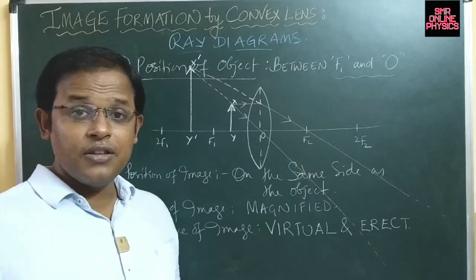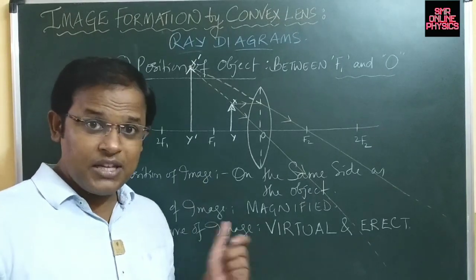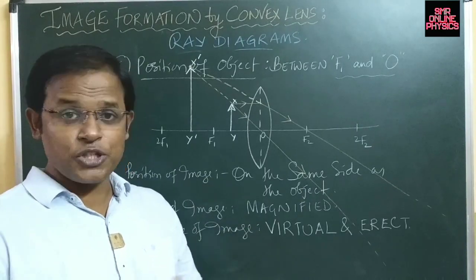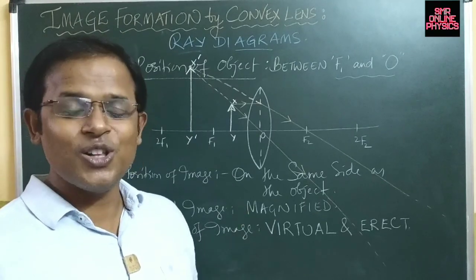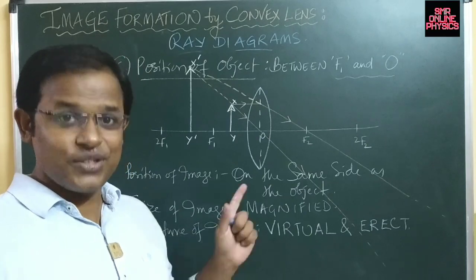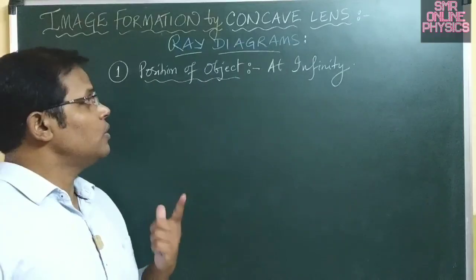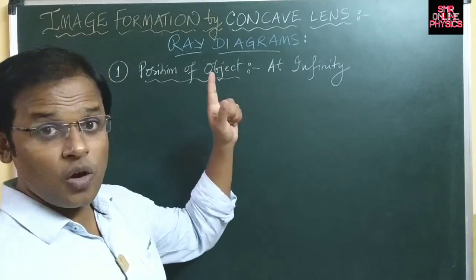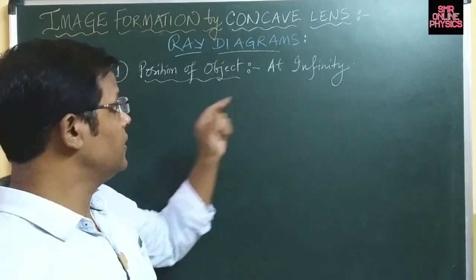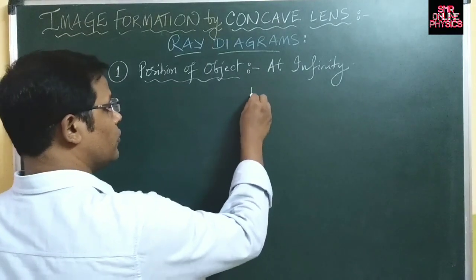Here we wrap up the ray diagrams for convex lens. Immediately after, I will show you the two possible positions of the object for a concave lens, also known as a diverging lens. So here we go. Now, let me discuss the image formation by concave lenses. Okay, so the first position, here we go for a change.